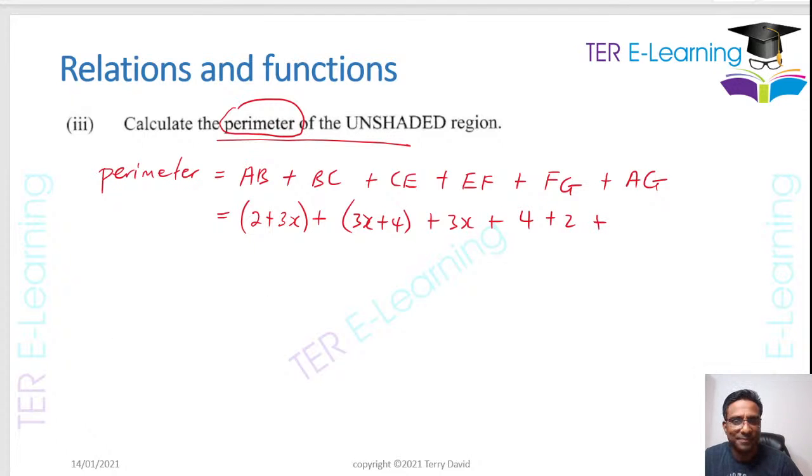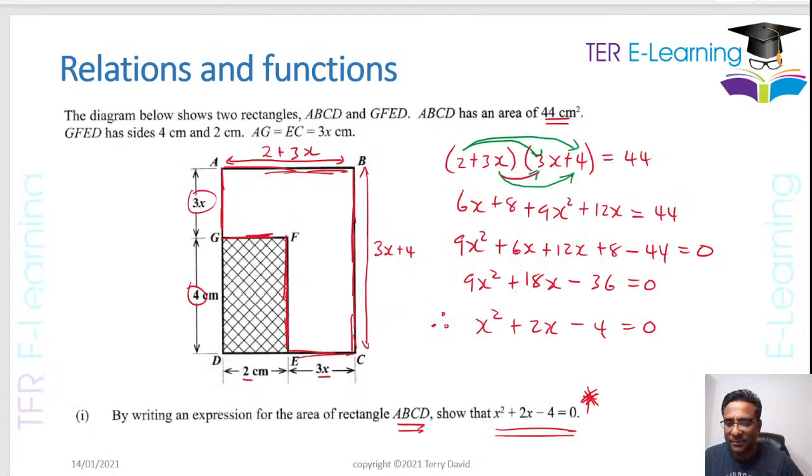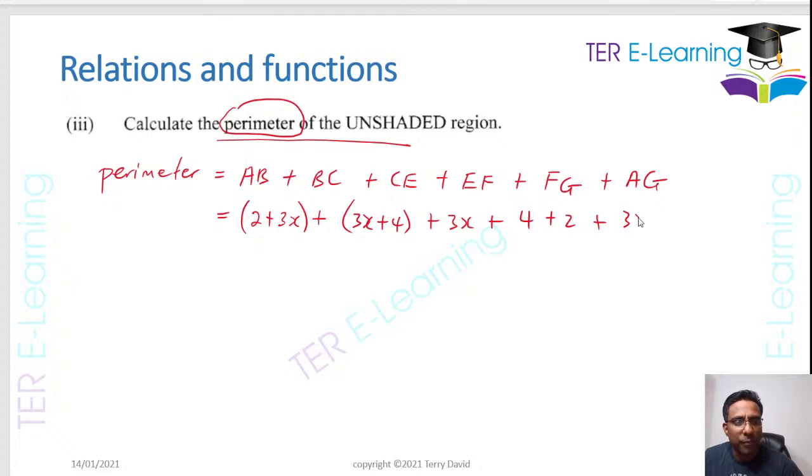Plus AG. AG is 3x, right? So all I need to do is to simplify this here. Let's add all our x's together. So we have 3x plus 3x is 6, plus 3 is 9, and 3, that's 12x. So that's 12x plus, let's add up the whole numbers now. So 2 plus 4 is 6, and 4, 10, and 2, 12. So that's 12x plus 12.